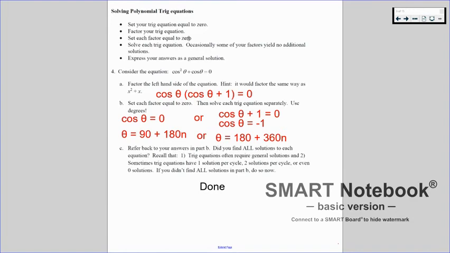And then set each factor equal to 0. Solve each trig equation that we end up with. And we may end up with no solutions. We could end up with multiple solutions like we have on the ones back on number 3. And again, we'll express those as general solutions.